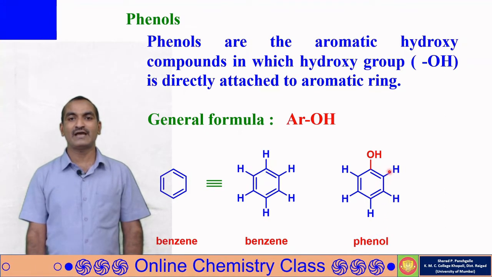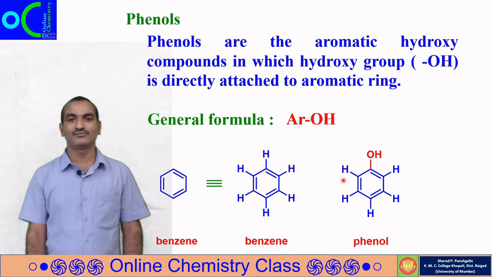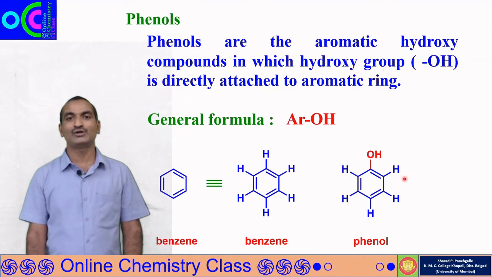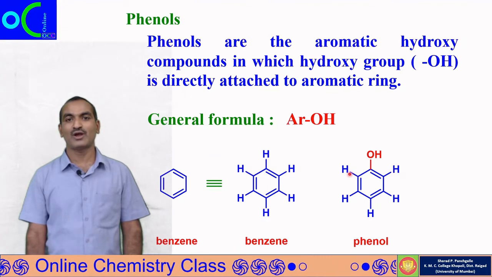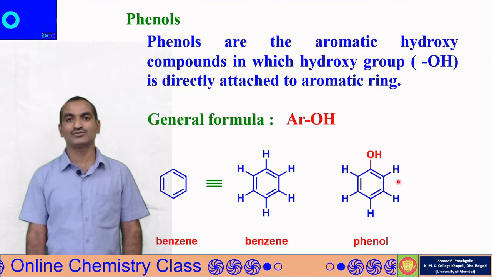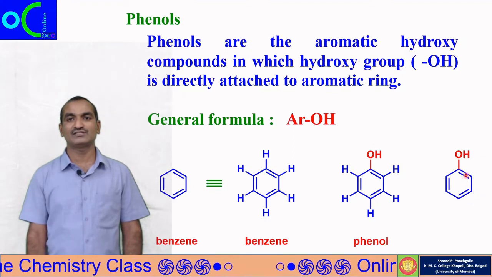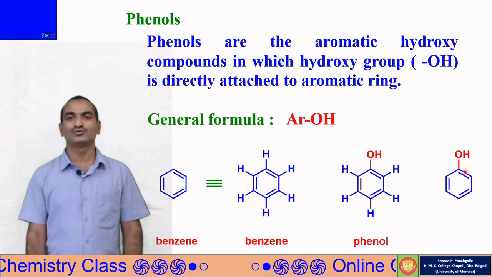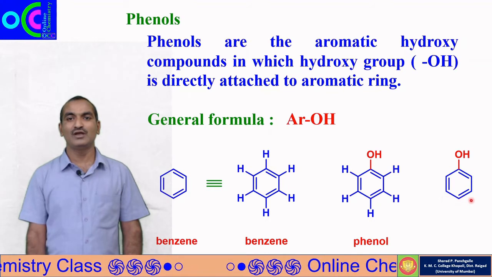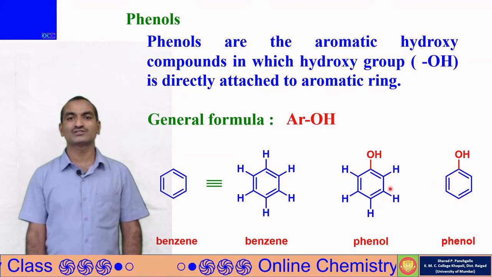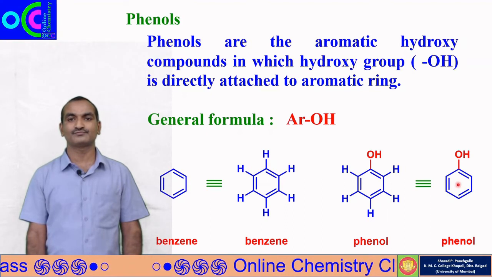Now we can write the abbreviated structure for the phenol. For that purpose we have to ignore these 5 hydrogen atoms. So we have to hide these 5 hydrogen atoms. So we get such type of abbreviated structure. In this structure also the OH group is directly bonded to the aromatic ring. So this is phenol. So these two structures are equivalent.